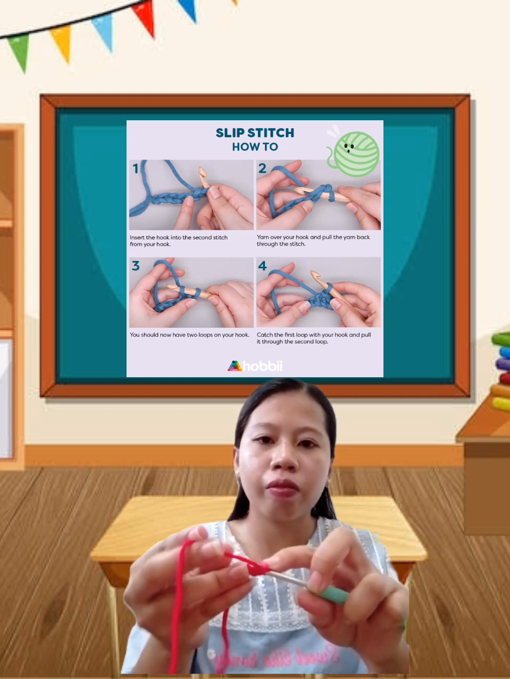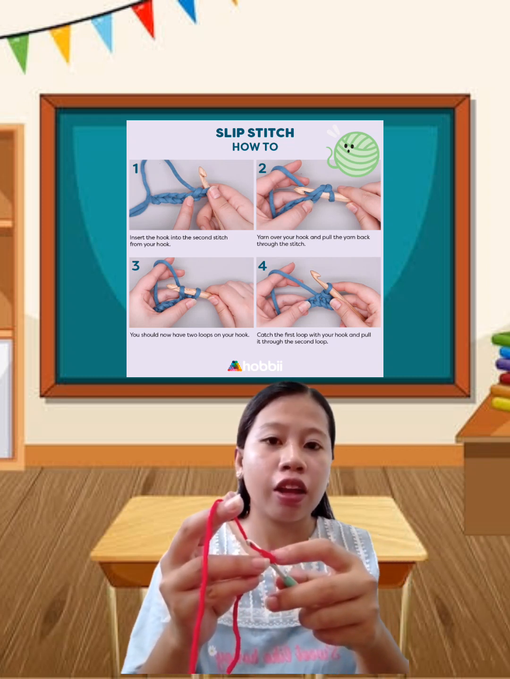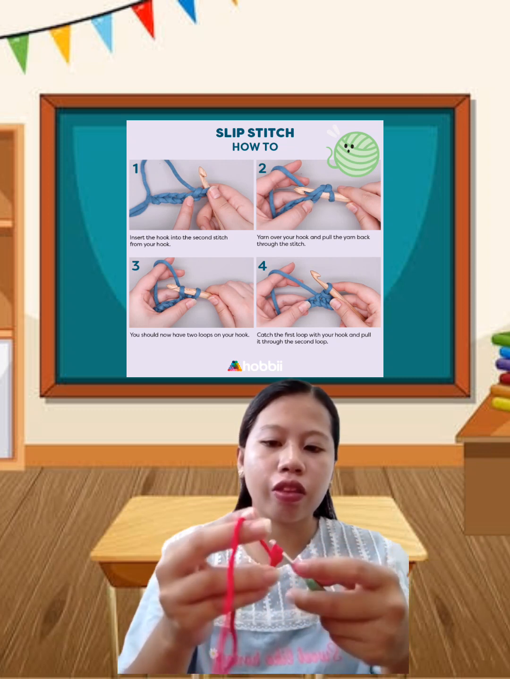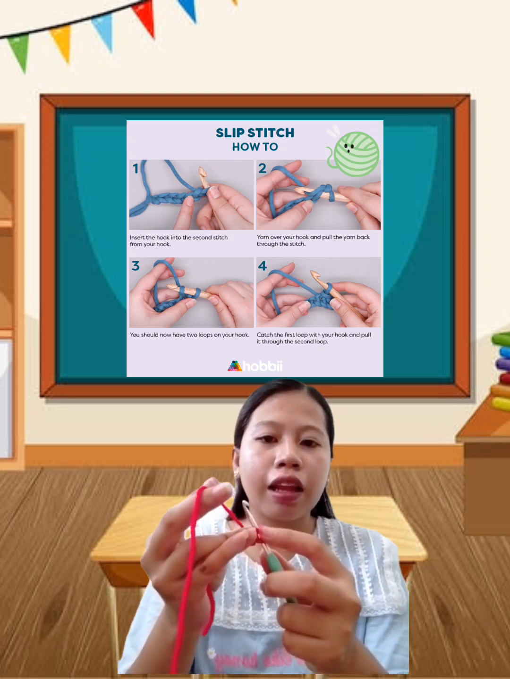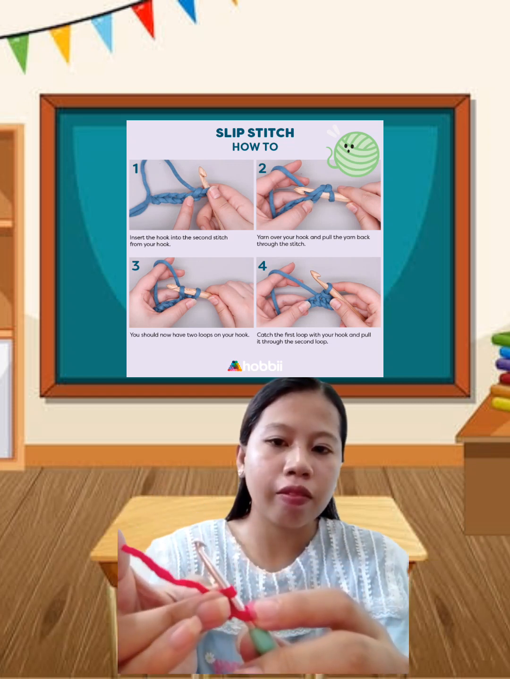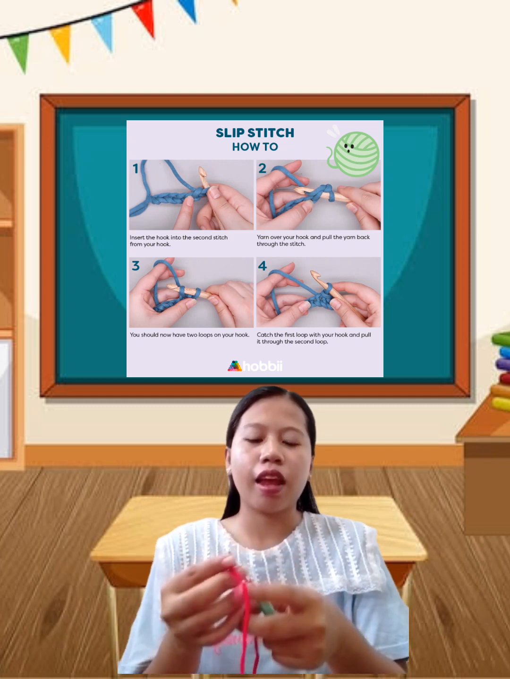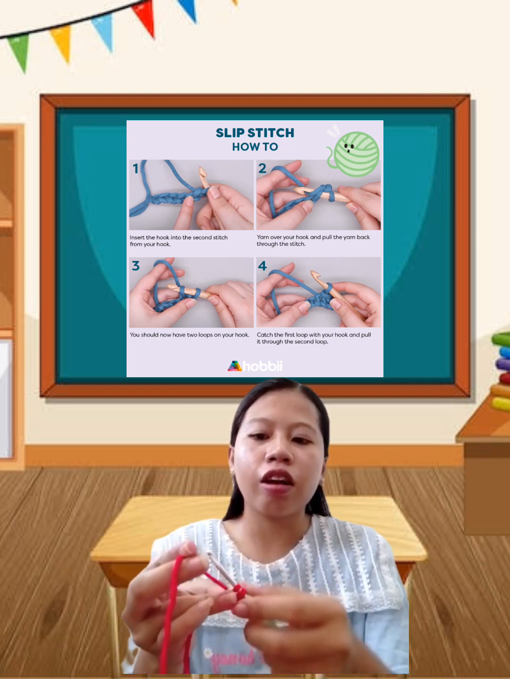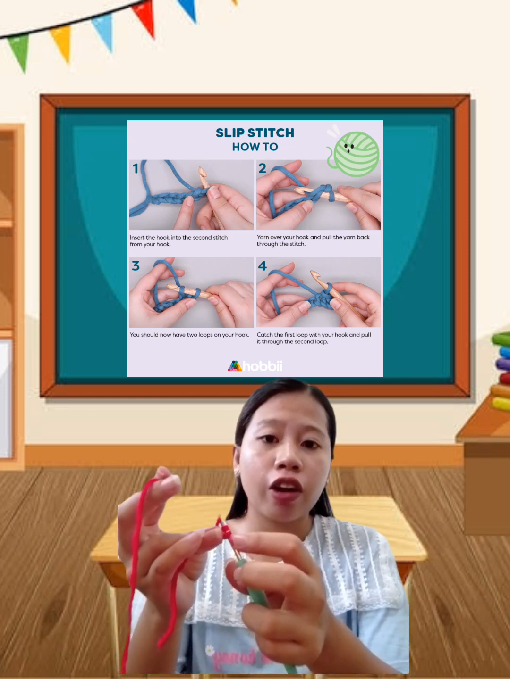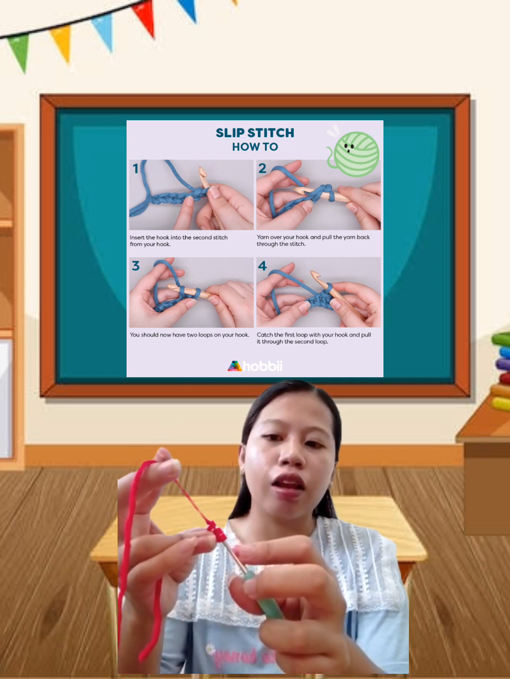1, 2. Alright. Step 2, yarn over your hook and pull the yarn back through the stitch. Then, step 3, you should now have 2 loops. Loop 1 and loop 2. Step 4, yarn over or catch the first loop with your hook and pull it through the second loop.